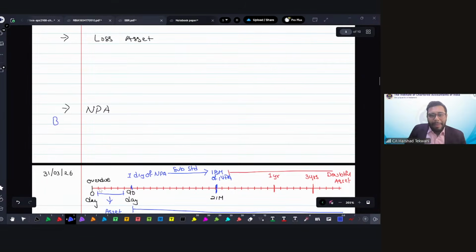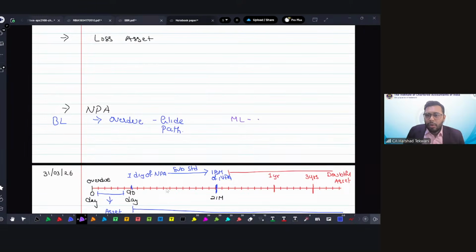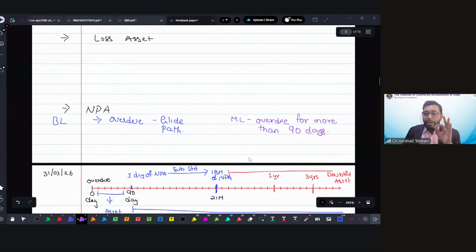Okay. So base layer, we have an NPA overdue glide path. Middle layer, overdue for more than 90 days. Overdue for more than 90 days.